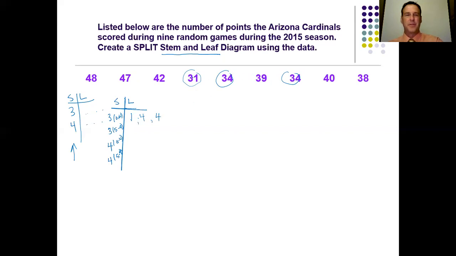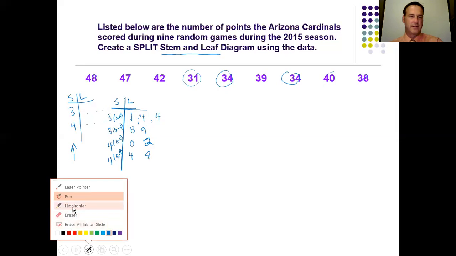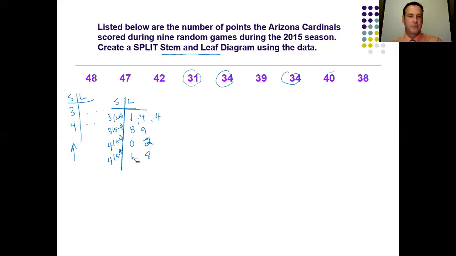And my next lowest is 38, so that would go here. And then 39. And then it looks like my next one is 40. And then 42. And then 47. And then 48. Okay, so that is basically it.